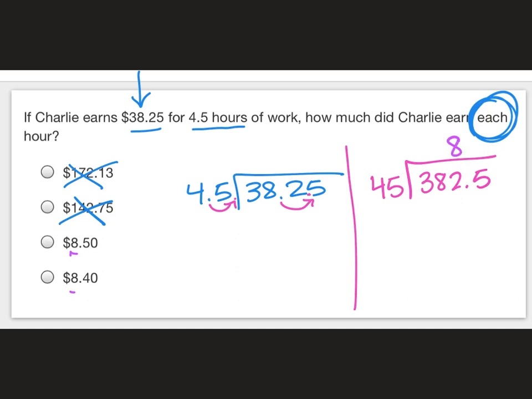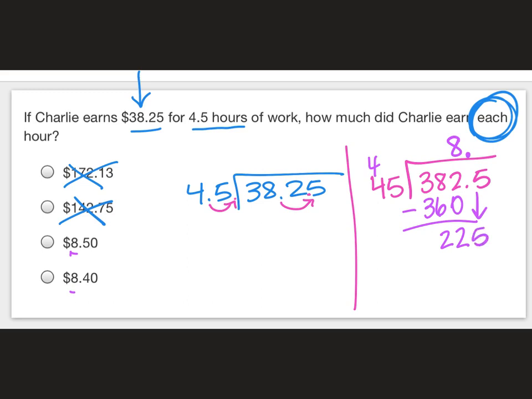So let's see what we have to figure out if it's going to be 50 cents or 40 cents. All right, we know we can also put our decimal here. So 8 times 5 is 40. 8 times 4 is 32, plus 4 is 36. All right, so we're going to bring down a 2, and then 8 minus 6 is also 2.